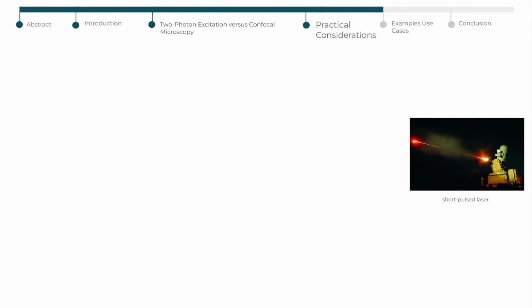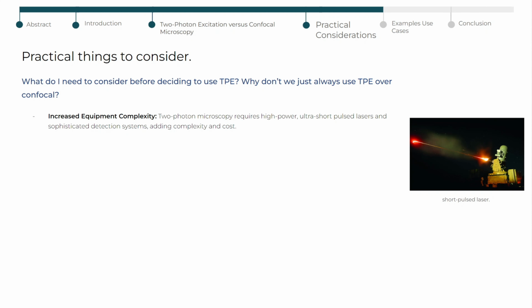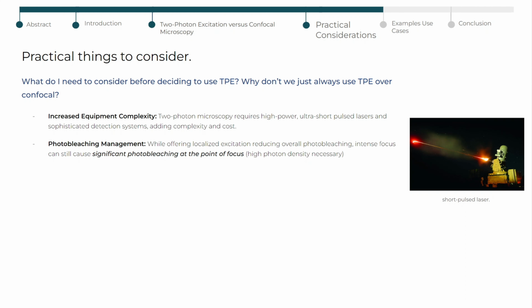So given these advantages, one might ask why wouldn't we always use TPE over confocal microscopy? Well, it also comes with its downsides, namely the increased equipment complexity, for example. It requires high power, ultra-short pulse lasers and sophisticated detection systems, adding complexity and cost. Besides that, although it practically eliminates photobleaching outside the focal plane, its intensity can still cause significant photobleaching at the point of focus, since high photon density is necessary for it to work.